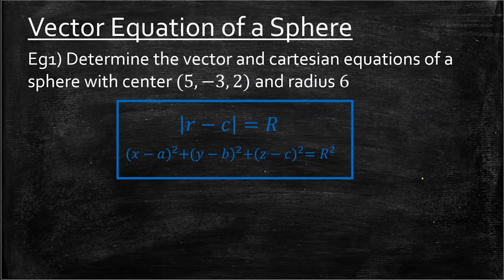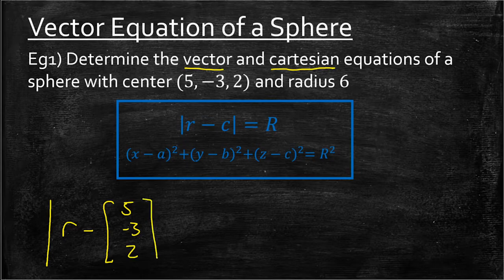Alright, so let's do a few questions now. Determine the vector and Cartesian equation of a sphere with center 5, negative 3, 2, and radius 6. We need to do the vector equation and the Cartesian equation. The first equation is my vector equation. It's pretty simple. We've just got the length of R minus the center, which is 5, negative 3, and 2. That must equal the radius, which is 6.